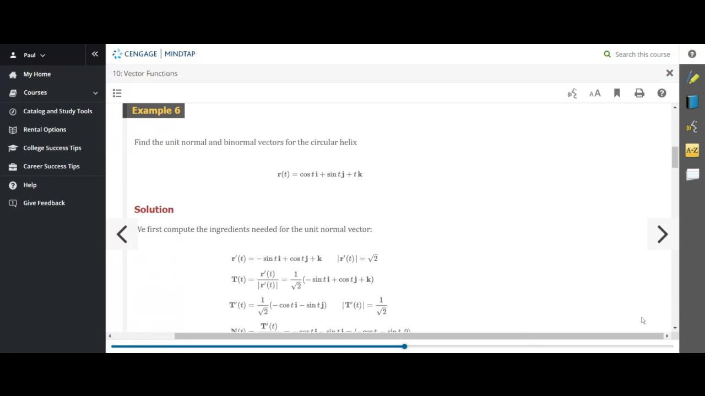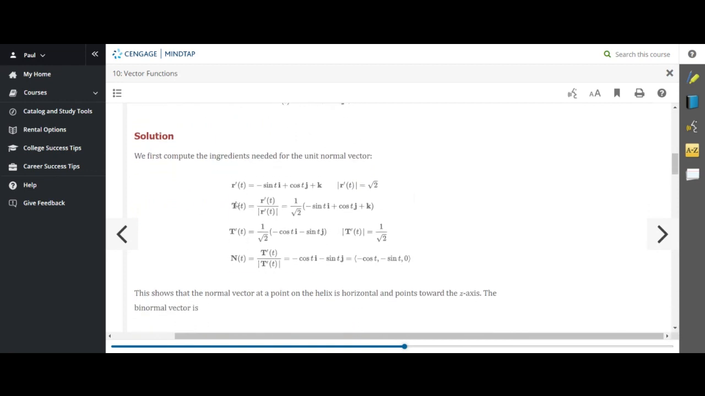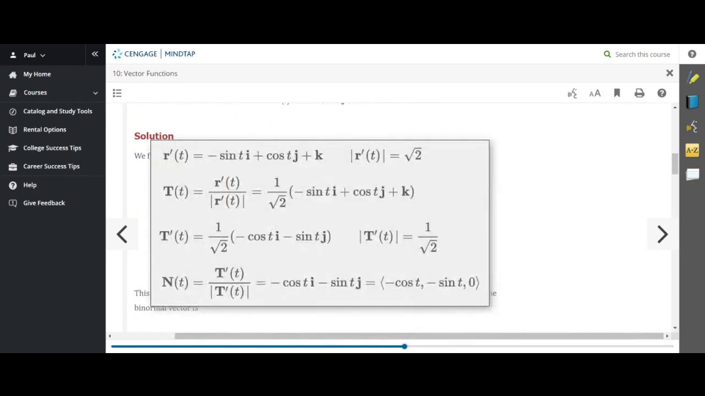There's your derivative of the helix. The length of the derivative, r prime, is root 2. We know the helix has a constant length. There's the unit tangent vector, and the derivative of the tangent vector, which also has length 1 over root 2. And then there's the normal vector.